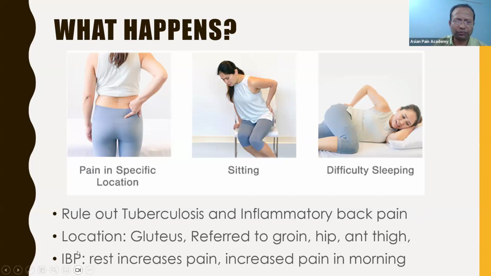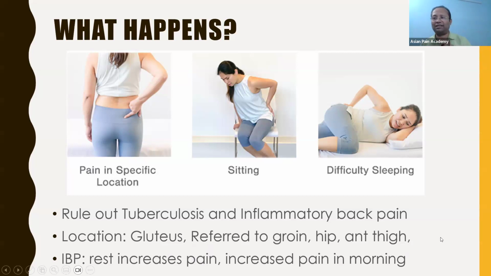And one important thing, if the background phenomena is inflammatory, then the patient will come saying that I have this gluteal pain. Mainly it is buttock pain, unilateral buttock pain, and it changes side. Sometimes one episode is in the right side, one episode is in the left side, like that. But rest will increase the pain. Rest increases pain, and the pain is increased in the morning time.